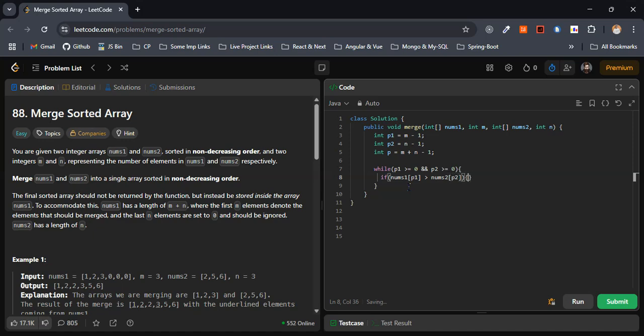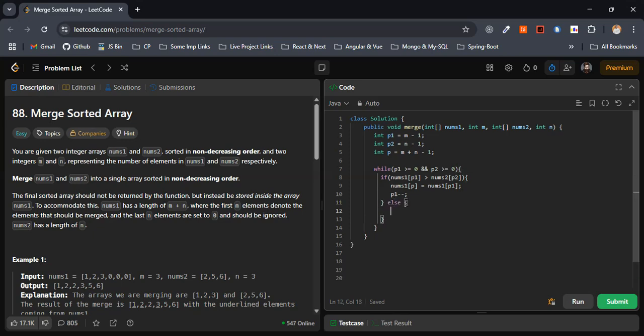Then within the if condition, nums1 of p equals nums1 of p1 itself. Yeah, I got confused here, sorry. We just have to put the larger element at the end from p1 itself, so this is fine. The next step here is to decrement p1. After putting this one in this space, we have to decrement p1, right? I hope this point is completely clear.